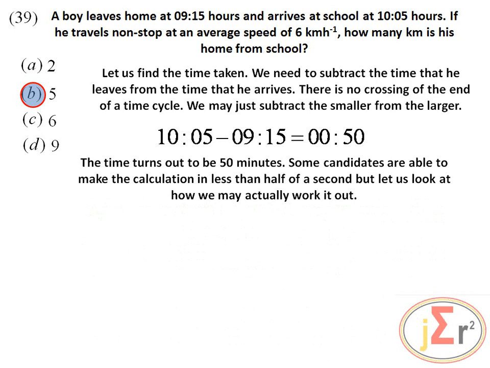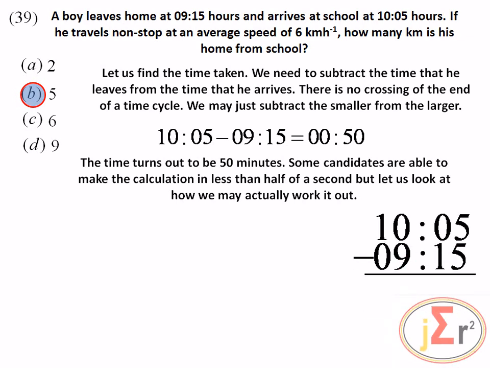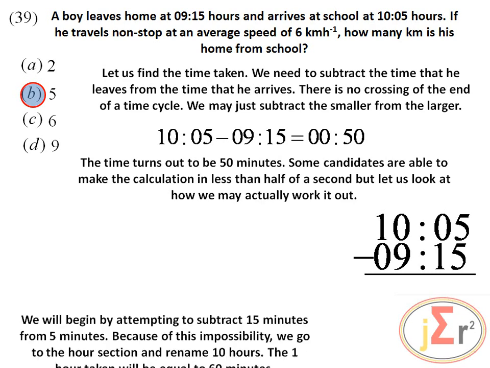So we can calculate that by just looking at the two times. We'll be able to tell the difference between the two times in our minds. But let us work it out still. Maybe by showing how we may do it actually, then candidates may be able to develop their own mental image of it, and will consequently be able to work it out mentally on their own. So we have, just like a normal subtraction problem, we are subtracting 9:15 from 10:05.